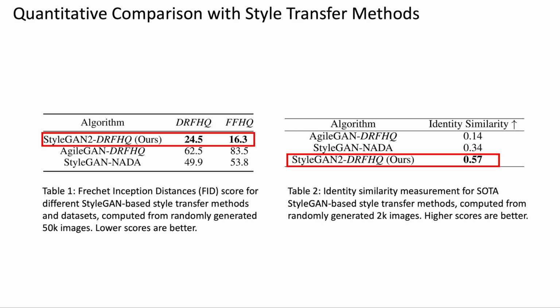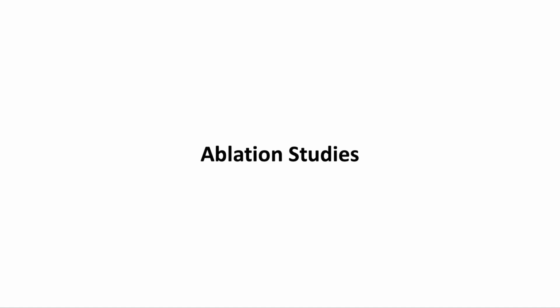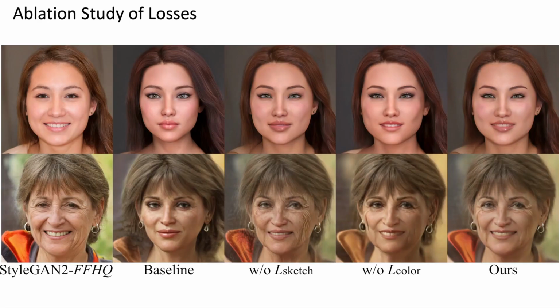We also perform 4 ablation studies to validate the effectiveness of different components of our work. We first evaluate the 2 proposed losses. Results show that our proposed 2 losses help to better keep detailed facial structure, semantics, color and lighting of the portraits generated by the StyleGAN2 FFHQ model.